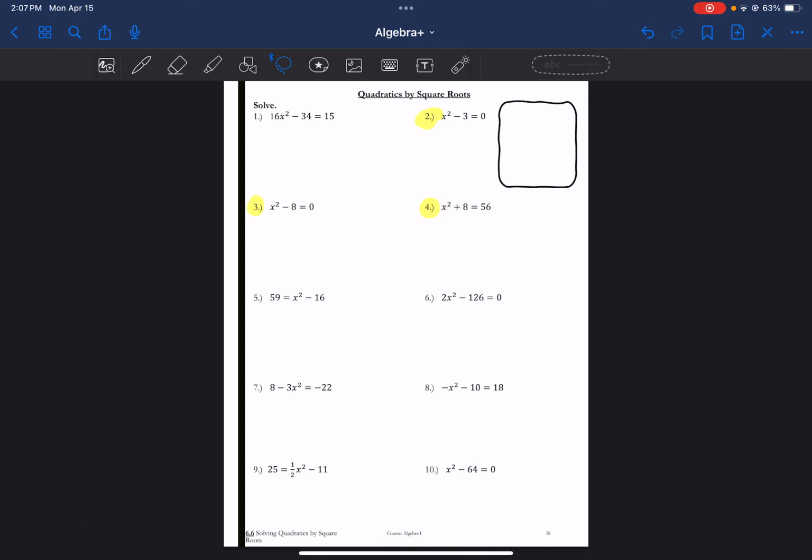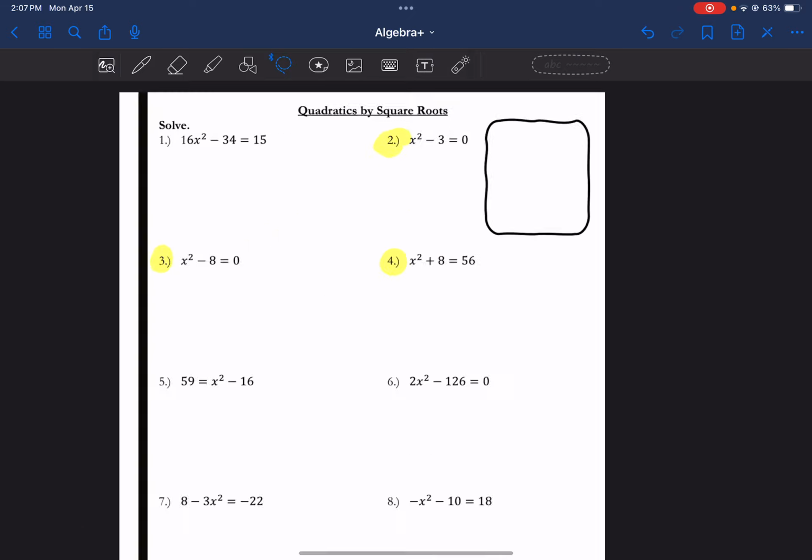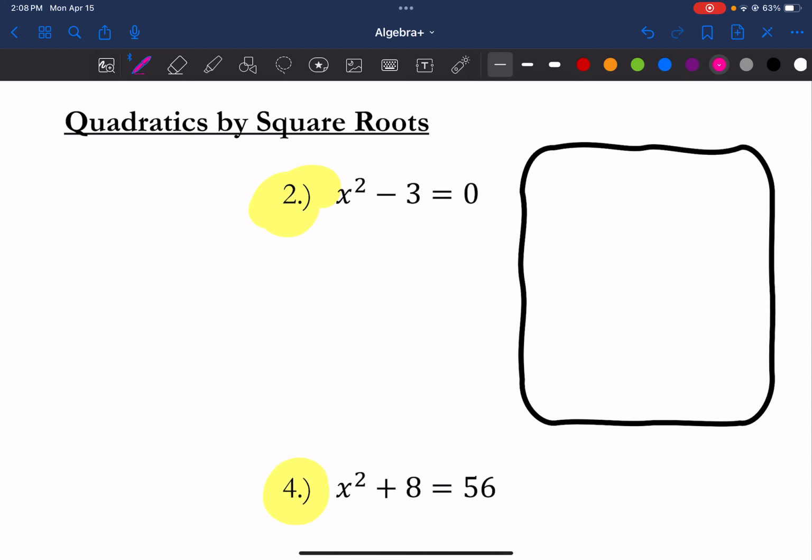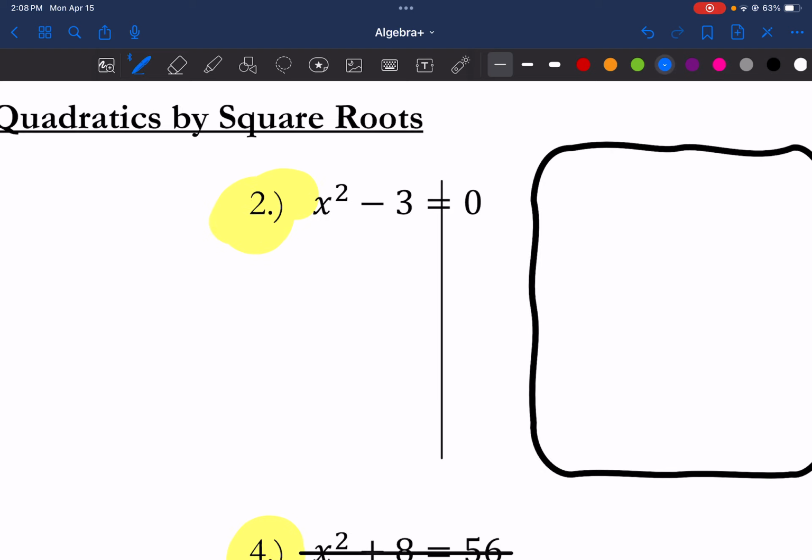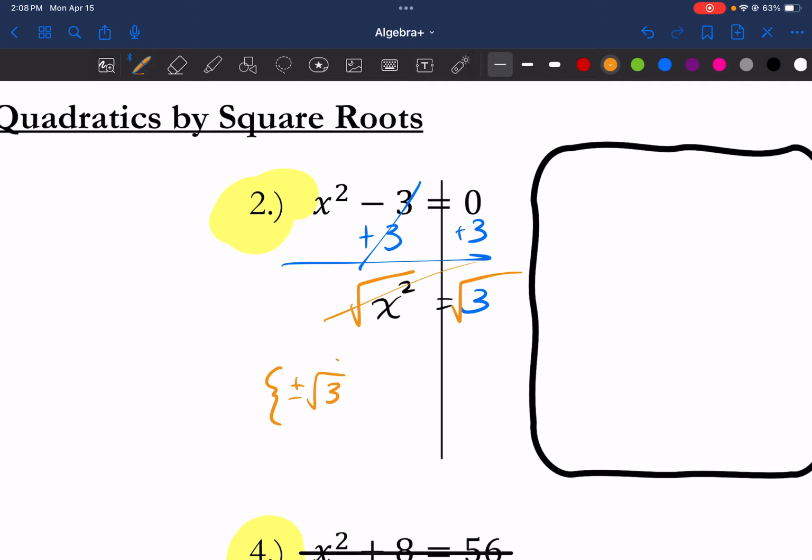We're going to go a couple pages over. And let's do number 2 here. So I draw my line down the middle, down our equal sign. We're going to add 3. So I get x squared equals 3. Let's take the square root of that. Except 3 is not a perfect square. I can't take the square root of that. So guess what? Your answer is just positive negative square root of 3.